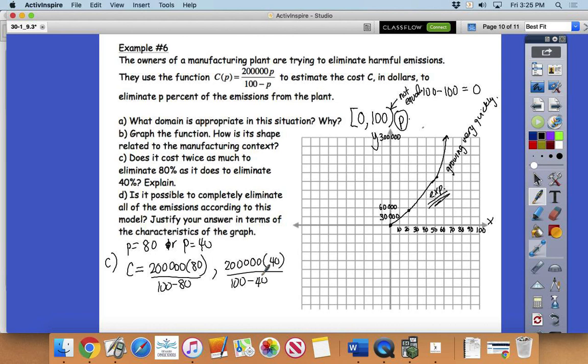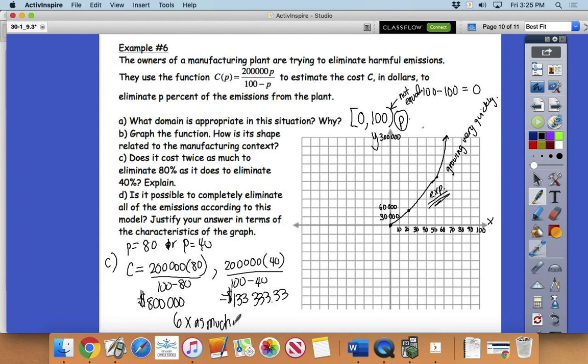You should find that the cost for 40 is $133,333.33. So that's the cost for eliminating 40% of emissions, versus 80% of emissions, which will cost $800,000. As you can see, it is not twice as much. This is actually 6 times as much.